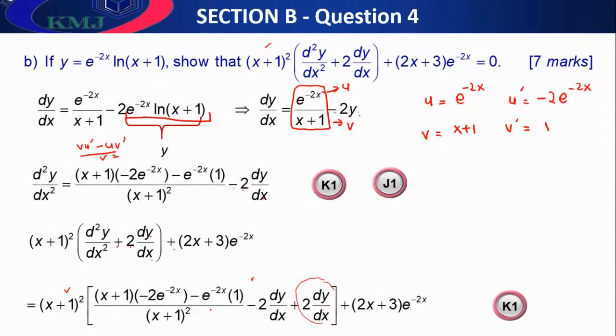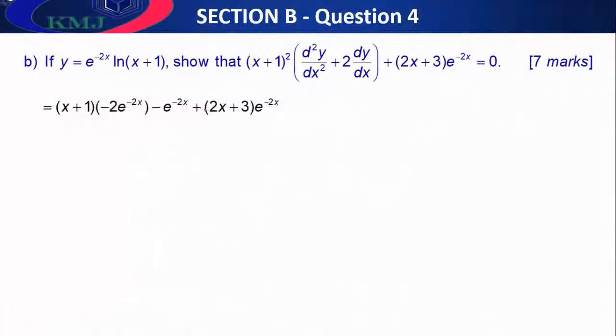So if you can see, negative 2 dy over dx plus 2 dy over dx, we can just cancel it out, because we get 0. And then what is left here is x plus 1 squared over x plus 1 squared, so we can cancel them too. So we are left with x plus 1 times negative 2e power of negative 2x, minus e power of negative 2x, plus 2x plus 3 e power of negative 2x.